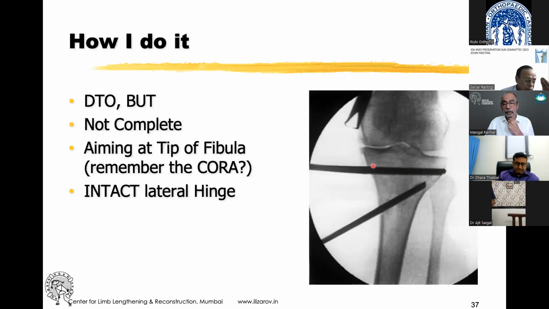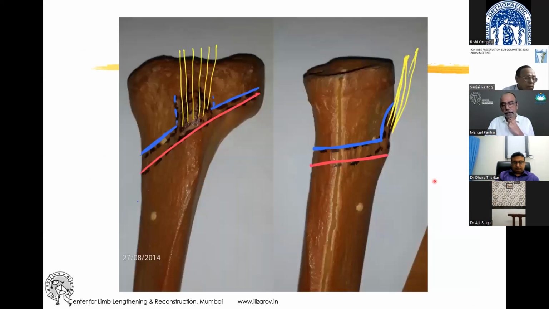If you're doing a closing wedge also, it comes more or less at this line, and that's the reason why a Coventry osteotomy in everybody's hands does well. The issue is with the accuracy in terms of maintaining the correction. And even here, this osteotomy goes in this direction, but the lateral hinge is still intact. So this is where the osteotomy will go.